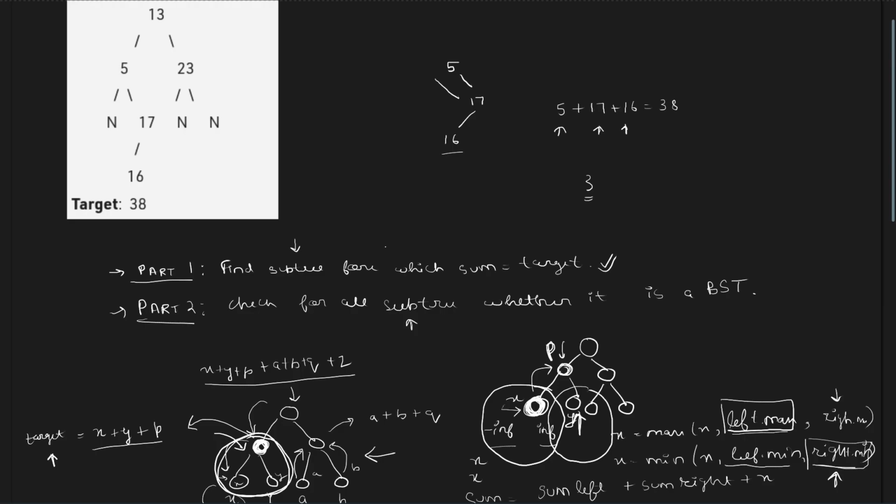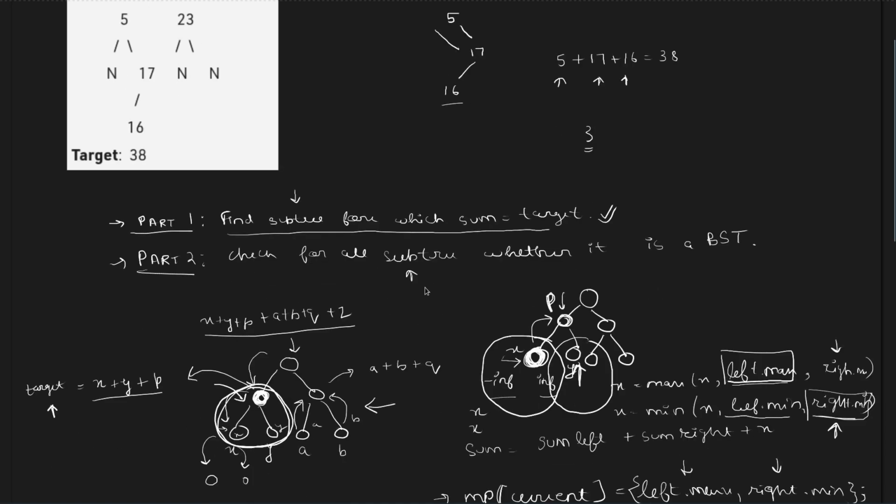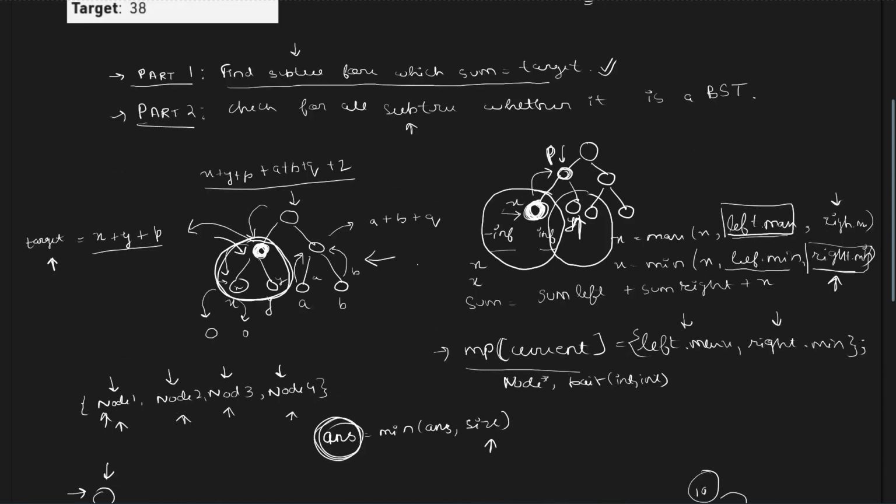So in the first part, we will be finding all the subtrees for which the sum is equal to target, right? In the second part, since we already have the subtrees, we will check for all the subtrees whether it is a valid binary search tree or not, right? So this is what we are going to do. Now the first part is fairly simple. If you have done some traversals on trees, then you must have already done these kinds of problems where we calculate the sum of the subtree for any given node, right?